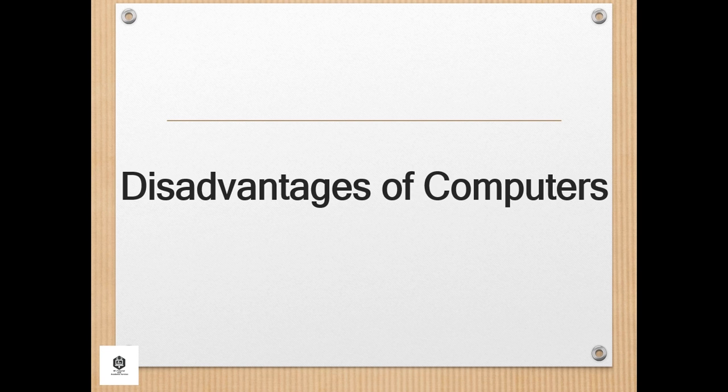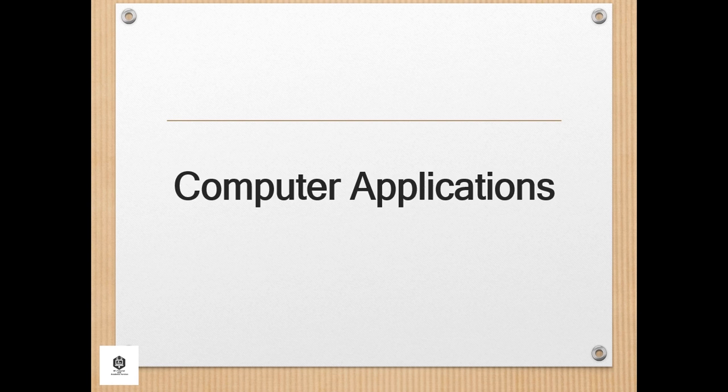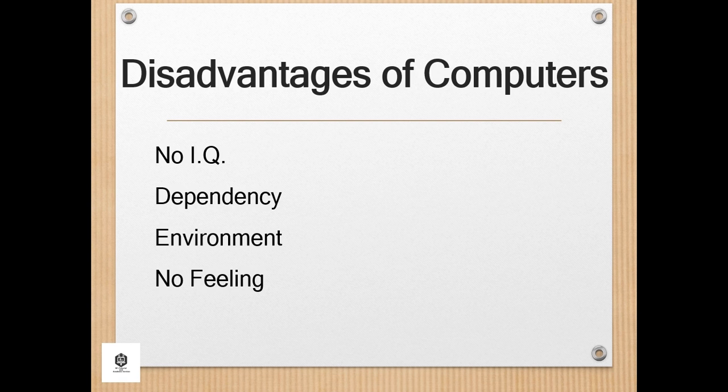But how about the disadvantages of computers? The following are certain disadvantages of computers. No IQ. A computer is a machine that has no intelligence to perform any task. Each instruction has to be given to the computer.